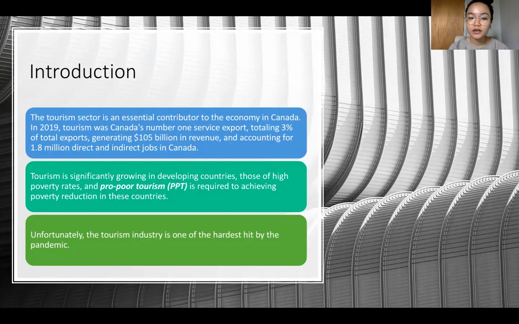Tourism is significantly growing in developing countries. I am Vietnamese. My country, Vietnam, is a developing country too. So for those with high poverty rates, tourism is required for achieving poverty reduction in these countries. Unfortunately, we are facing the current outbreak. The tourism industry is one of the hardest hit by the pandemic.